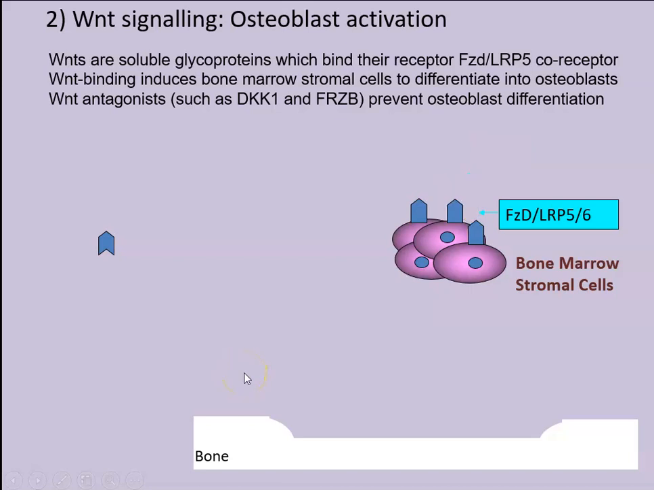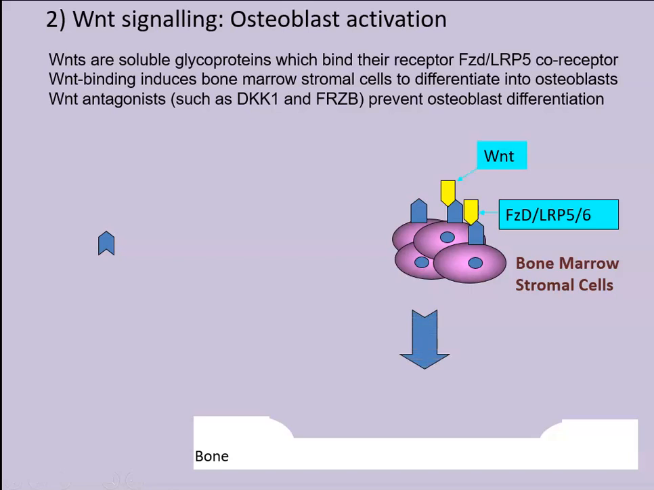So this Wnt pathway controls osteoblast activation. Wnts are secreted in the bone microenvironment. They will bind to frizzled, which is the Wnt receptors, and they also bind with LRP5 or LRP6, which is a co-receptor. LRP5 is the low density lipoprotein receptor related protein 5 and 6, if you were interested. So this frizzled and LRP5 complex signals to the bone marrow stromal cells that they need to turn into osteoblasts.